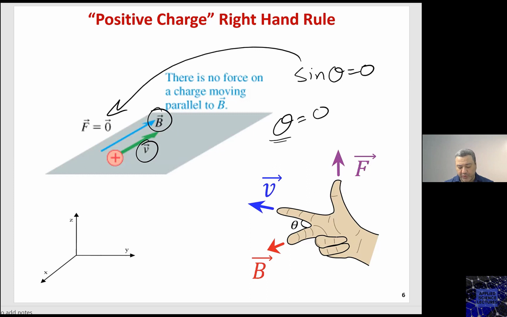So what can we conclude from this case? That it doesn't matter what sign is your charge, as long as theta is 0 or 180 degrees. So either the magnetic field and the velocity are parallel or anti-parallel, this is going to result into a zero magnetic force.